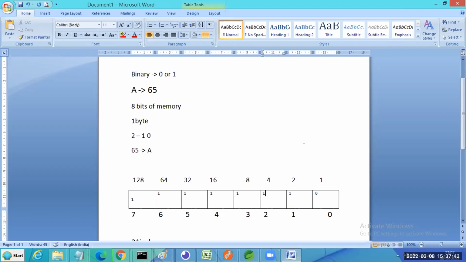Yes. Look at 16. 8 plus 4 plus 2 plus 1 is 15, plus 1 is 16. Look at 64. 32 plus 16 plus 8 plus 4 plus 2 plus 1 is 63, plus 1 is 64. Look at 128. You add all the remaining ones, it will become 127, plus 1 is 128. So you add all this: 128 plus 64 plus 32 plus 16, 8, 4, 2, 1.